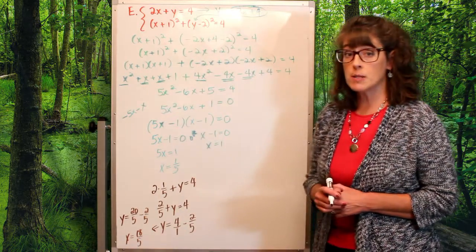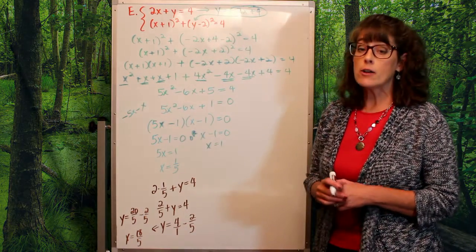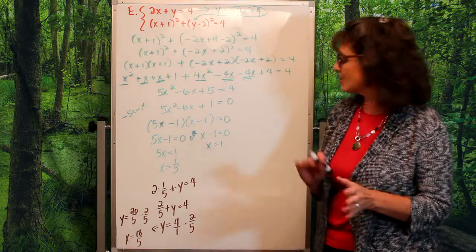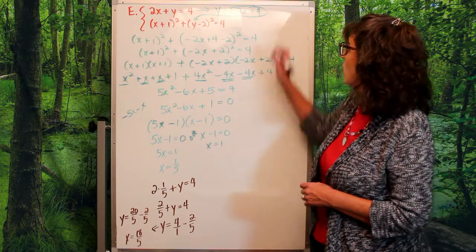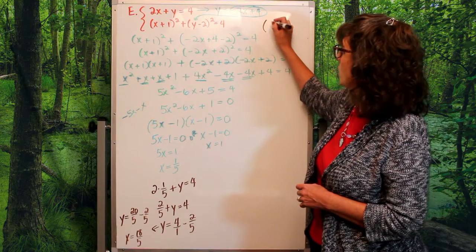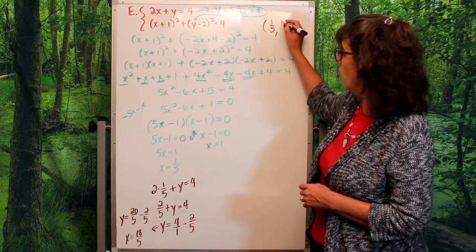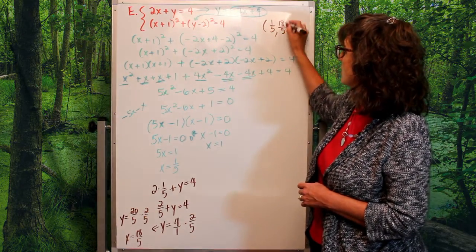And does that fraction simplify? No, it does not. Now, don't worry about mixed numbers. Just leave them as improper fractions. We're totally fine with improper fractions. So that tells me that one of my solutions is where my x is 1/5 and my y is 18/5.